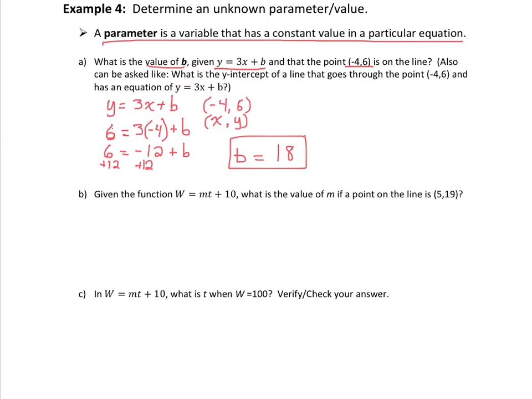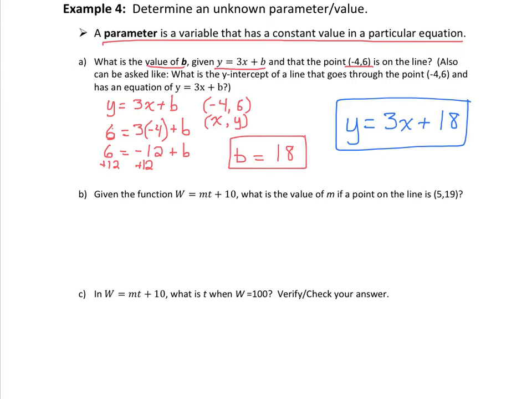Now, that's the missing value from the original equation. So if we go back to writing down the original equation, we would have y equals 3x and then plus the b value, which was 18. So that would be the equation of the line that also passes through the point -4, 6. The line has a slope of 3 and a y-intercept of 18.